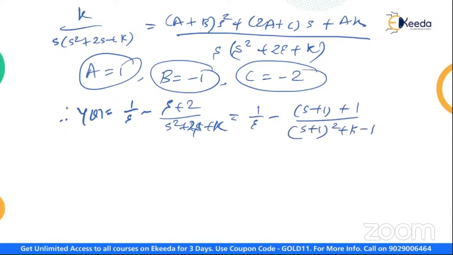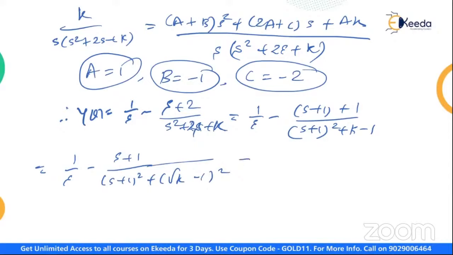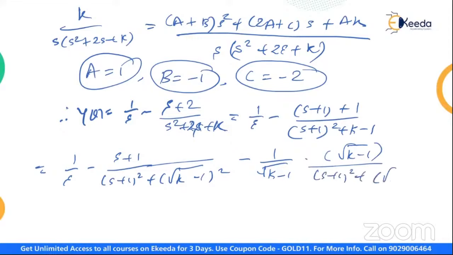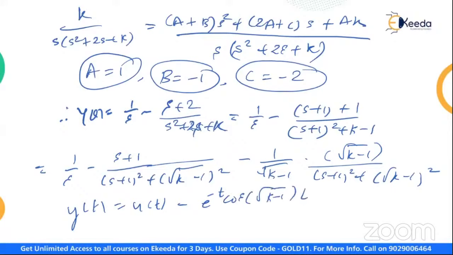It is equal to 1 upon s minus (s plus 1) upon ((s plus 1) the whole squared plus (under root of k minus 1) the whole squared) minus 1 upon under root of k minus 1 into (under root of k minus 1) upon ((s plus 1) the whole square plus (under root of k minus 1) the whole square). Basically, if you apply inverse Laplace transform, you will get y(t) equal to u(t) minus e to the power minus t into cos of under root of k minus 1 into t.